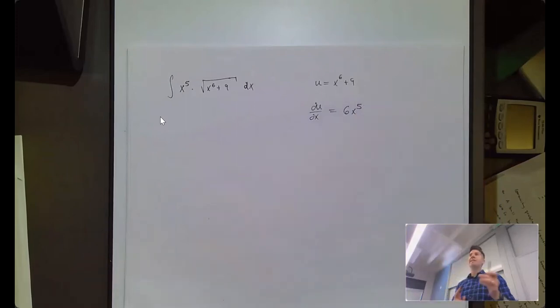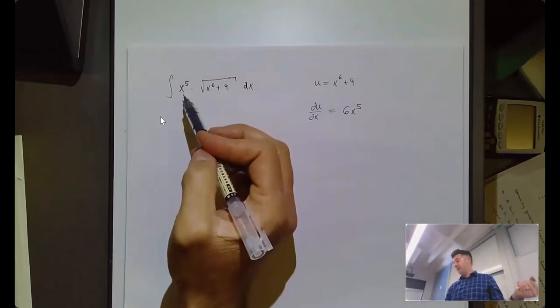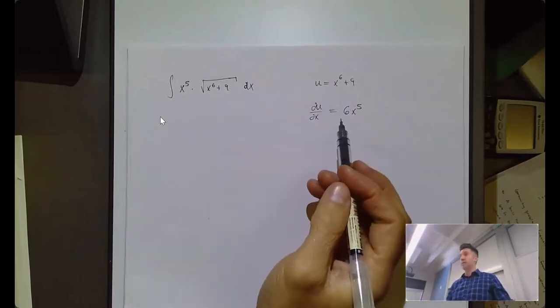And I don't exactly have that, but I don't care. Meaning I do care, but I can fix it. I don't care if I'm off by a constant multiple. What I care about is that the x to the 5th here is matching the x to the 5th there. That 6 is a problem we can easily deal with.